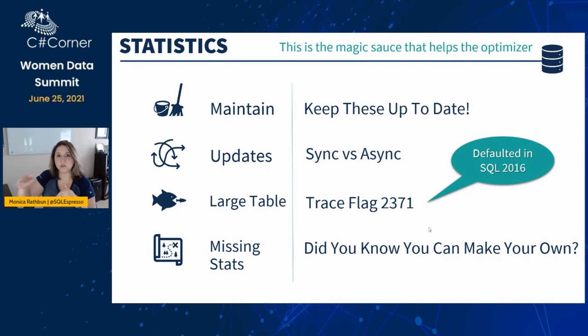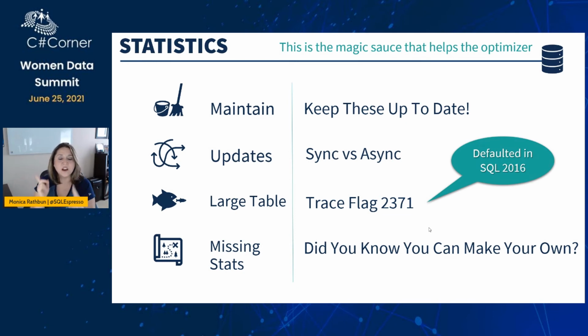2371 changes that to a sliding scale depending on how big your table is, and will change that algorithm, which will trigger that auto statistics updates quicker. So definitely put that down. There's no adverse effect to this. I haven't found any. I don't know of any. And again, it's defaulted in 2016 and higher, so pay attention to it.